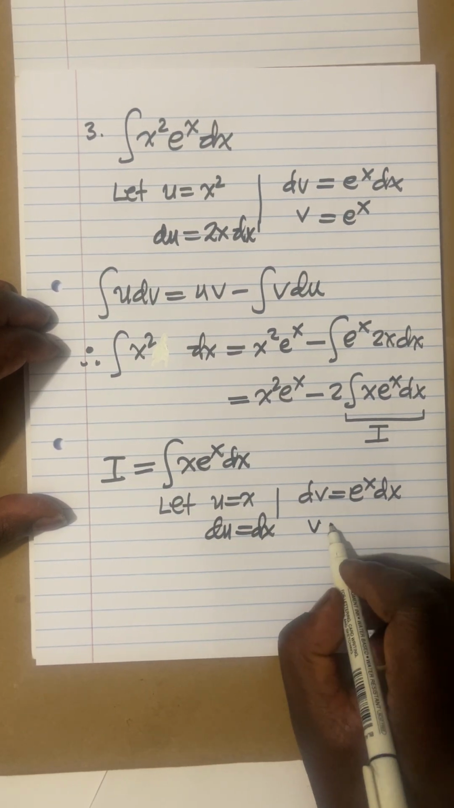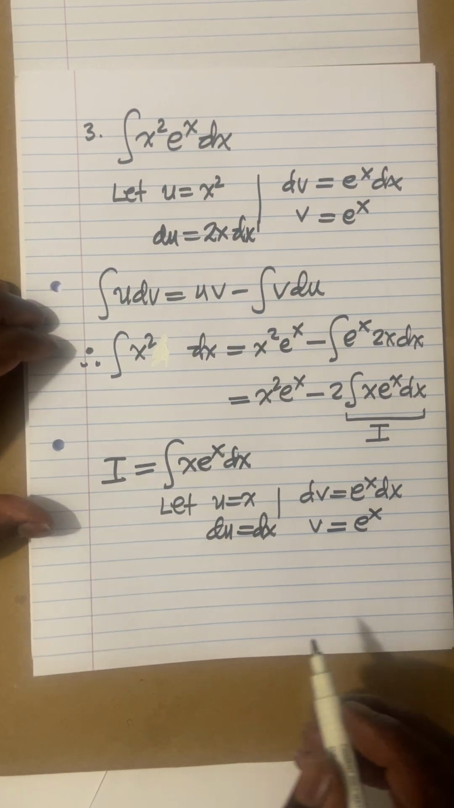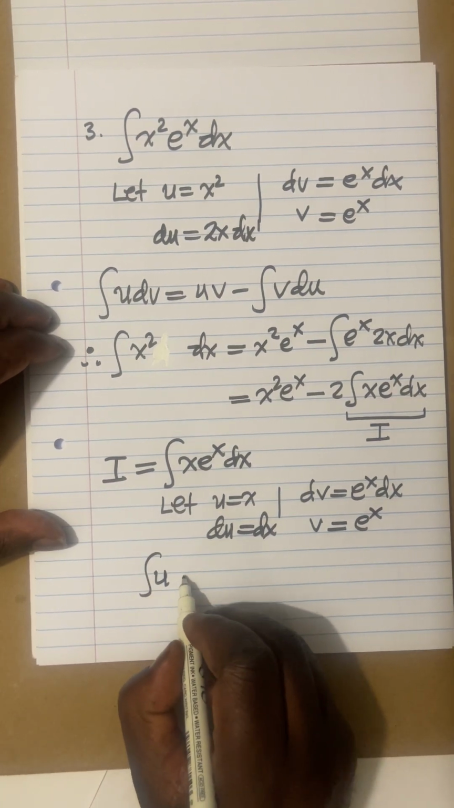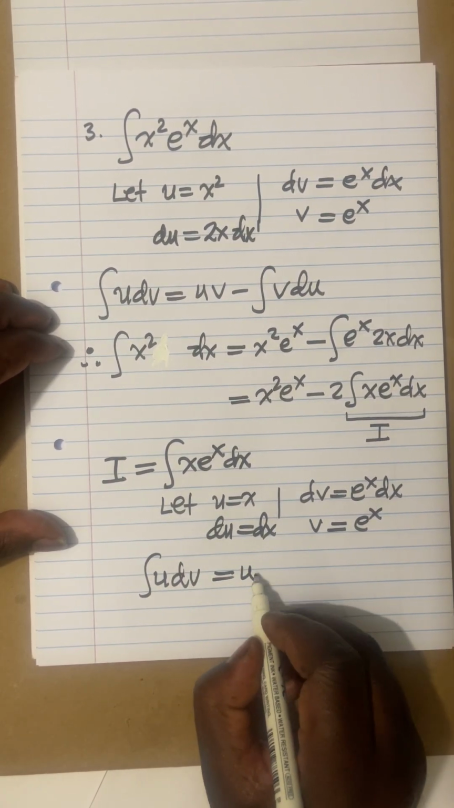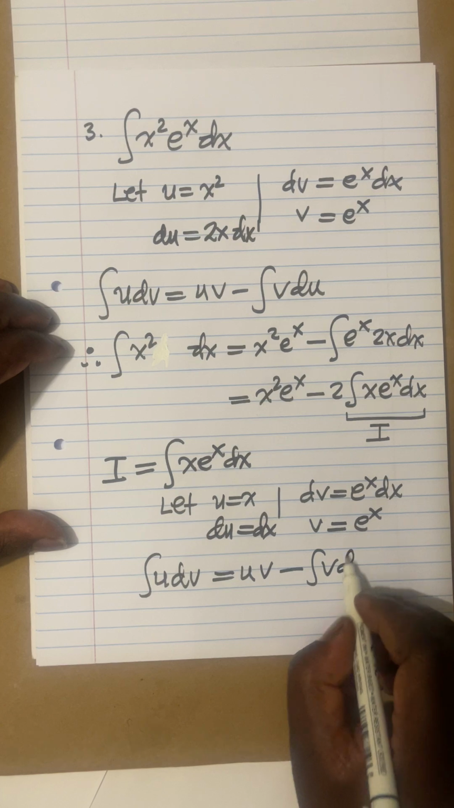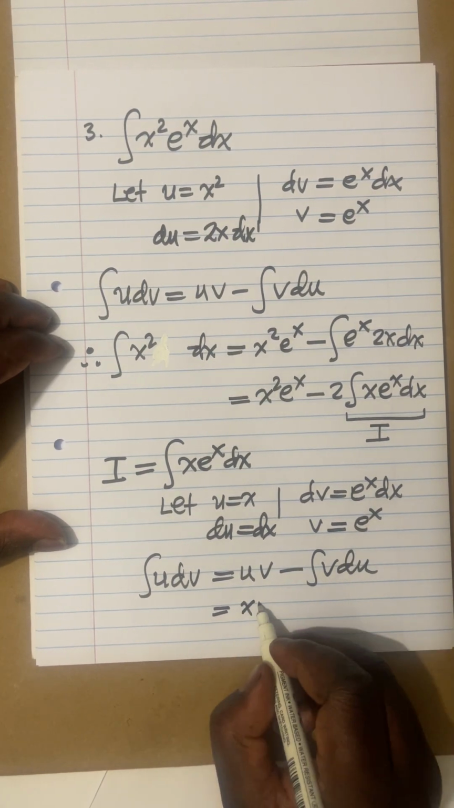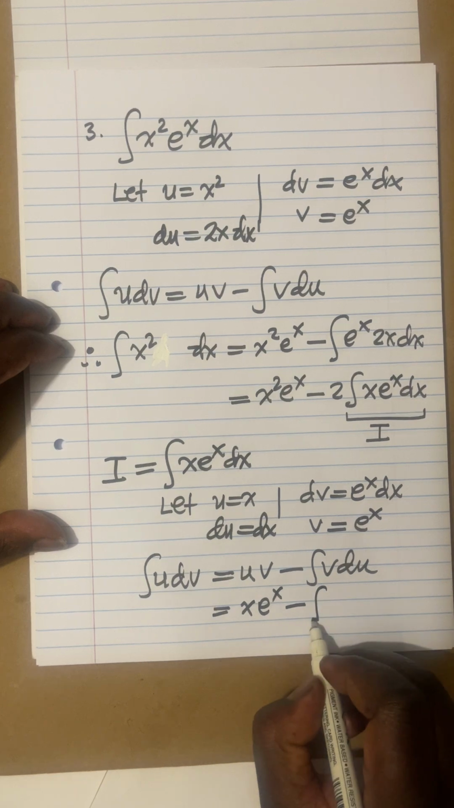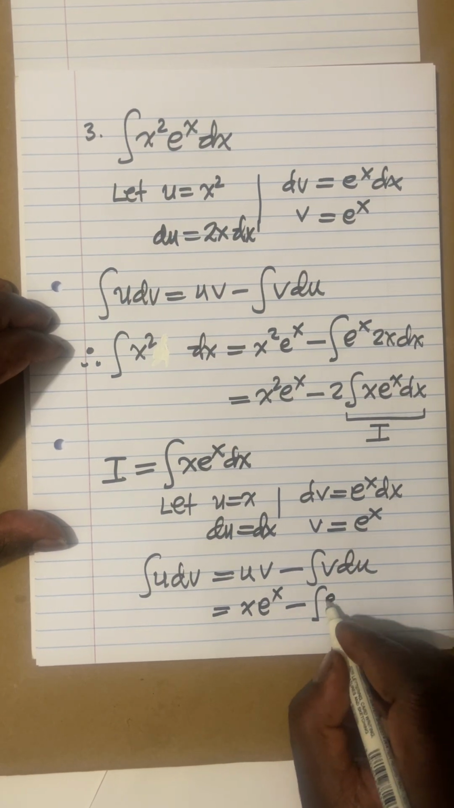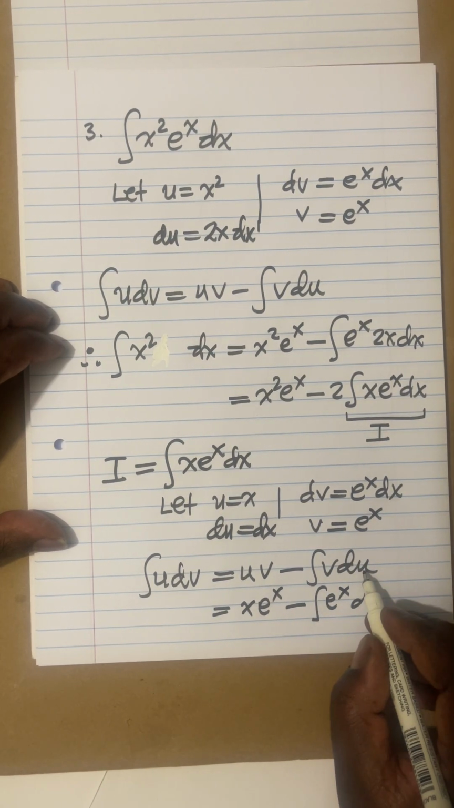Integrate both sides, you're going to get v equals e to the power x. Into the formula u dv is equal to uv minus v du. What is u? Well, u is x. What is v? e to the power x, minus the integral of what is v? e to the power x du. What is du? dx.